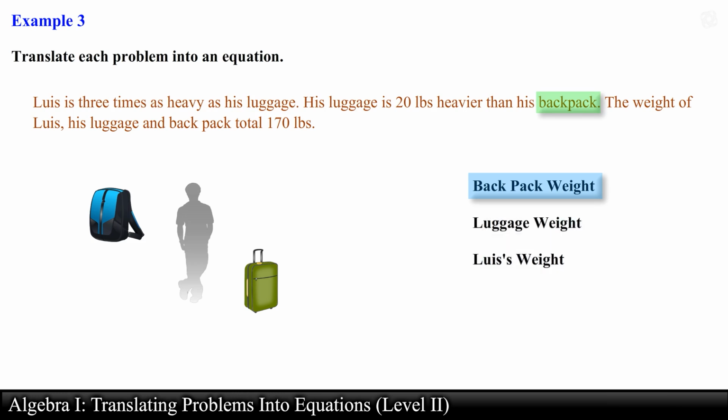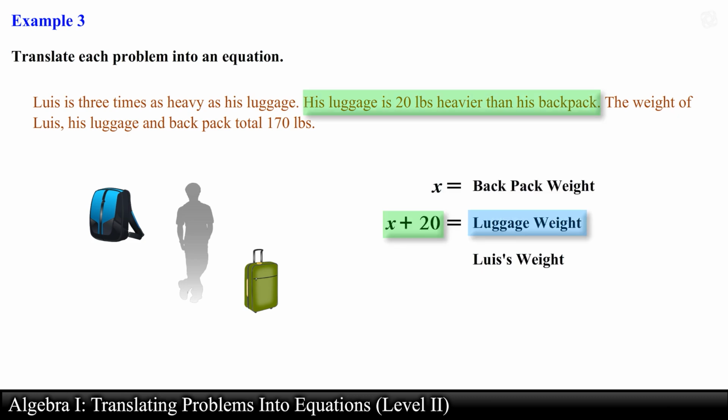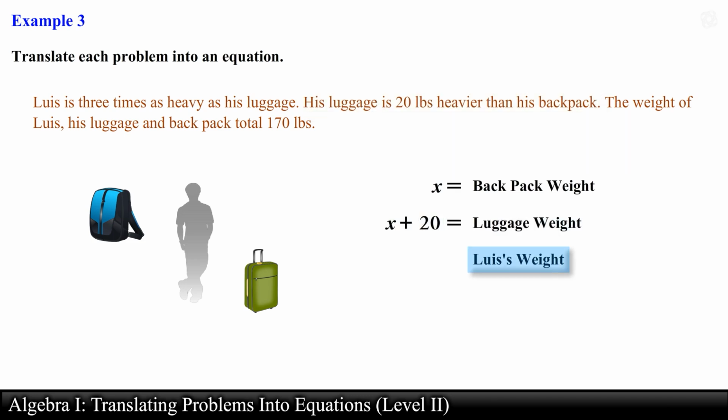So let's go ahead and represent the weight of his backpack with the variable x. This way, the weight of the luggage can be expressed as x plus 20. And Louis's weight can be expressed as 3 times the weight of the luggage, or using our expressions, 3 times the quantity x plus 20.